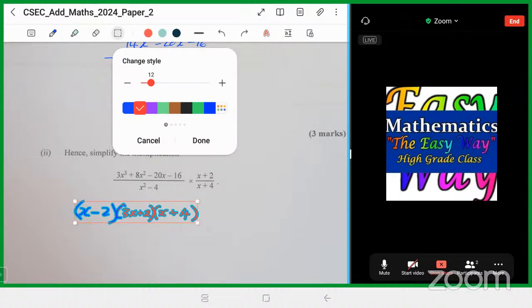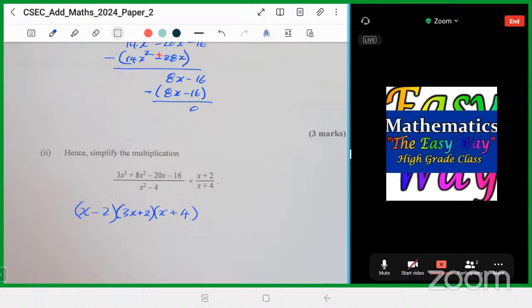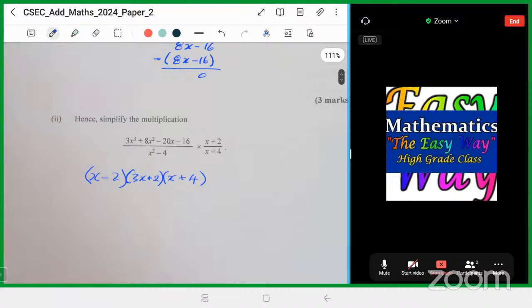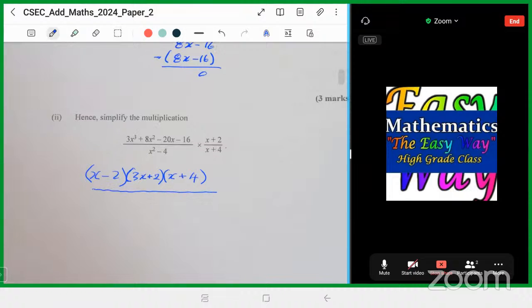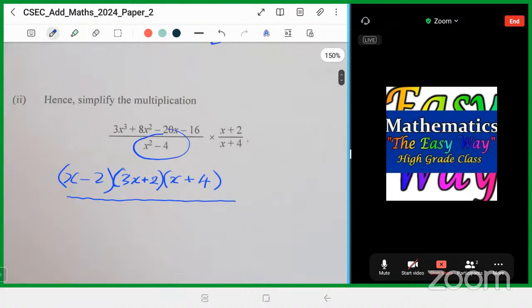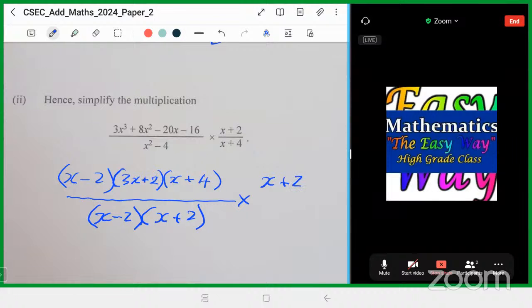So that's what the numerator becomes first. And I'm dividing that by this, which is the difference of 2 squares. This expression becomes x minus 2 times x plus 2. And then I'm multiplying that with these, which is x plus 2 over x plus 4. And I will look for stuff to cancel.